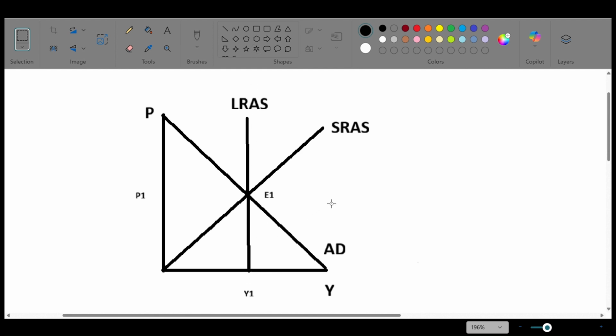The LRAS is vertical at the economy's natural or potential output level, which we'll call Y1. SRAS is upward sloping and AD slopes downwards. Initially, the economy is at equilibrium, where AD intersects with SRAS and LRAS. We'll call this point E1.